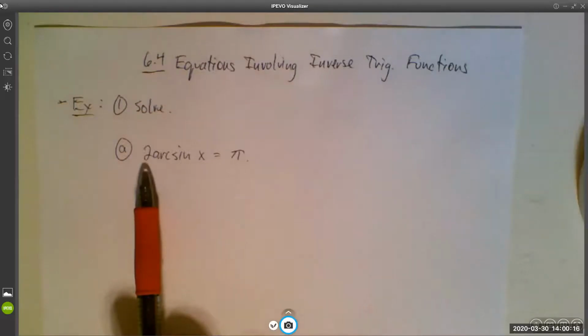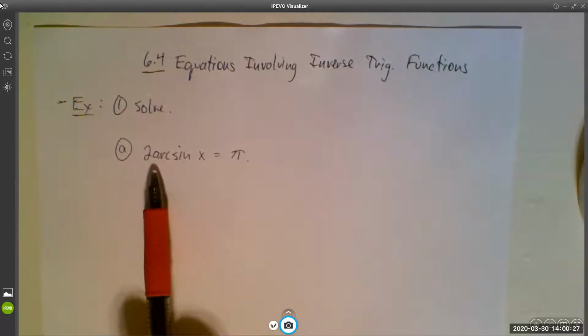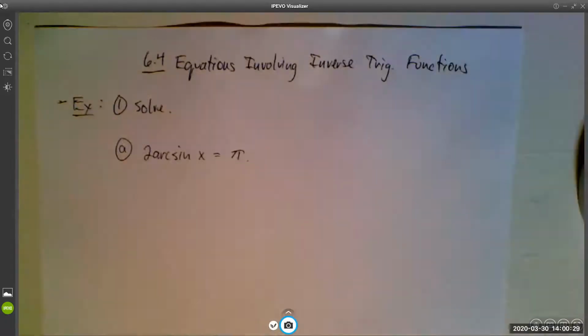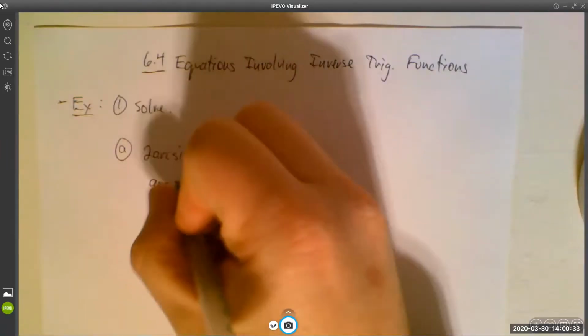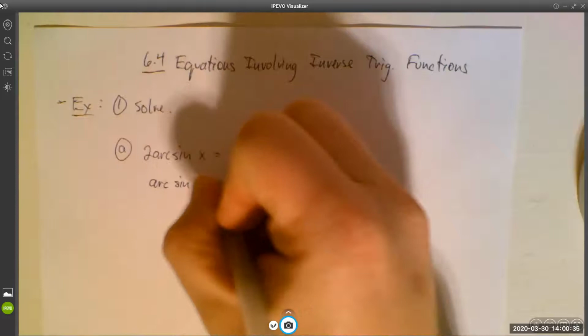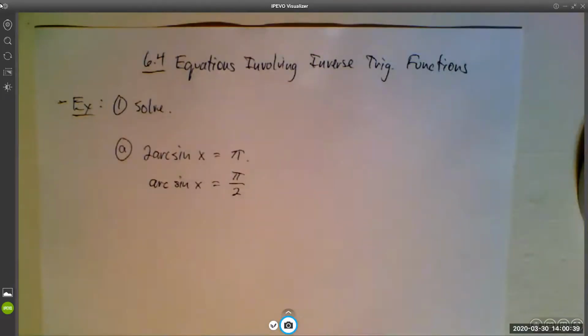If we take sine of both sides the way it is right now, you can't distribute sine across this multiplication, 2 times arc sine x. So you have to get rid of the 2 first, okay? So we would divide both sides by 2. Now we can take sine on both sides.